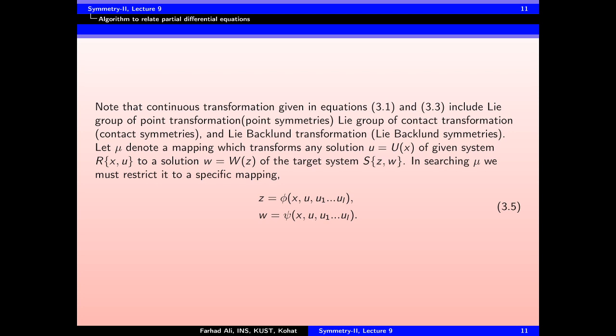Okay, now we are interested in mapping of the two systems. That is, mapping from R to S. R is a given system and S is a target system, and we are searching for a mapping mu, which is given in 3.5. Z is a function of x, u, u1 up to ul, and w is psi of x, u, u1 to ul, where L is the order of the derivative of U.